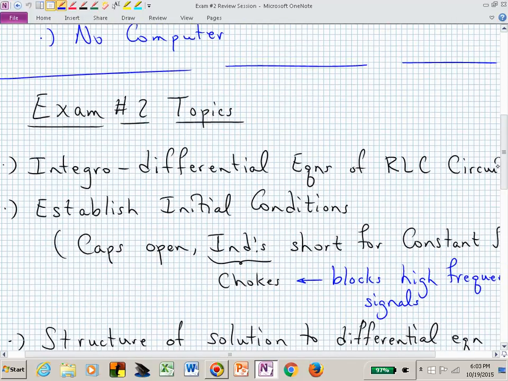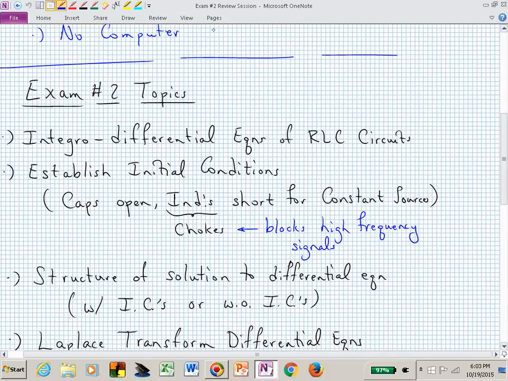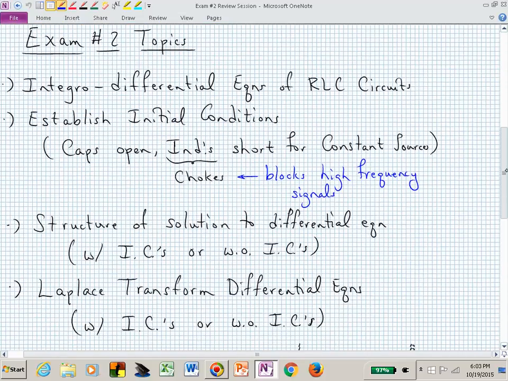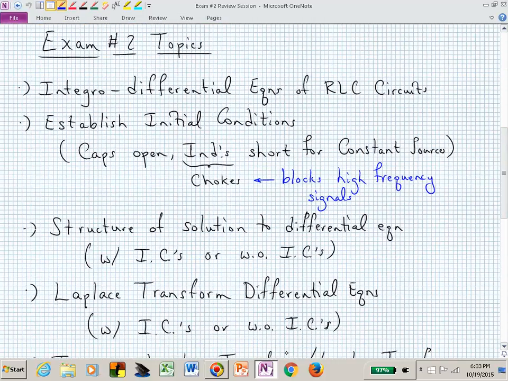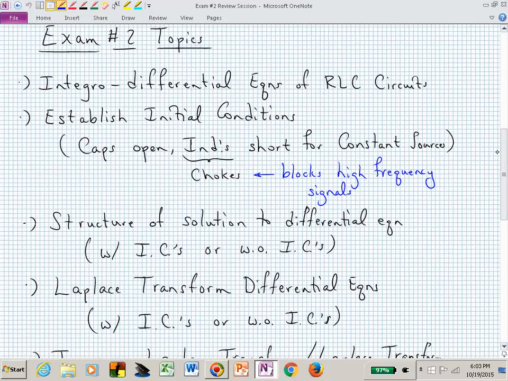In terms of material, here is a list, and there is a list of topics that's maybe a little bit more verbose than what this is. This is a little more concise or to the point. You need to be able to write or find integral differential equations for an RLC circuit.